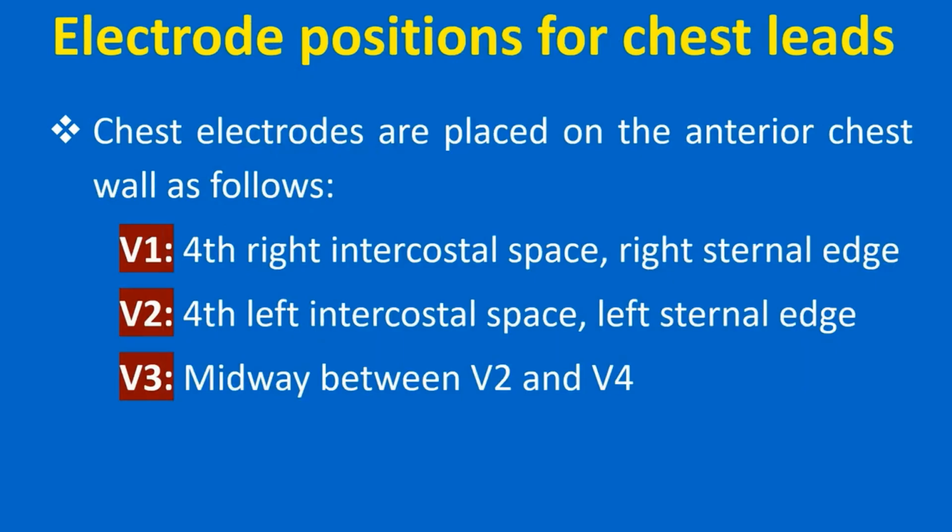Chest electrodes are placed on the anterior chest wall as follows. V1, 4th right intercostal space, right sternal edge. V2, 4th left intercostal space, left sternal edge. V3, midway between V2 and V4.